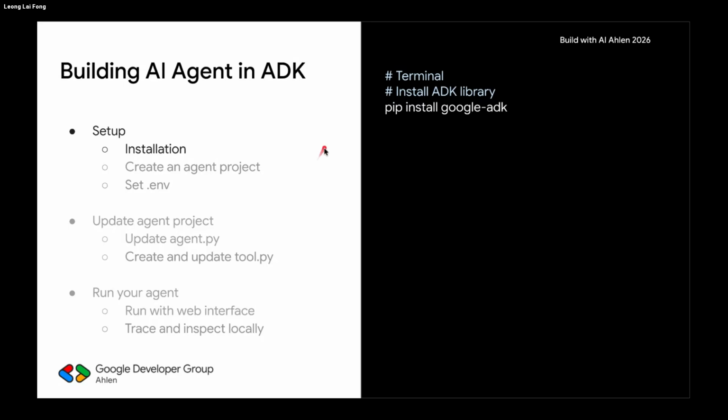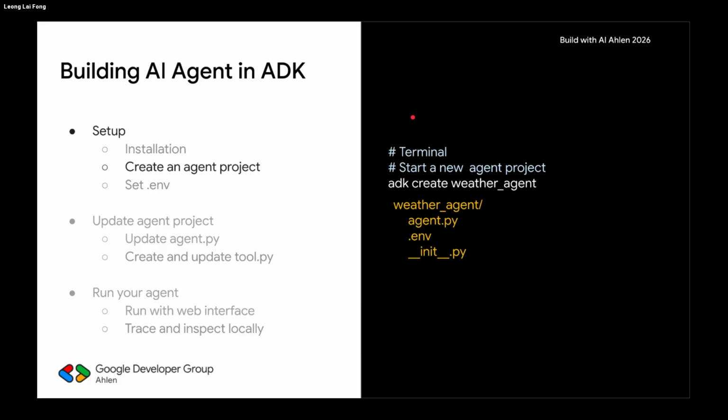For Python, you just need to pip install the Google ADK. So it's very straightforward. Next, to create the agent project is also very simple. It's much simpler than you could have imagined. You just need to call a one-liner, adk create, and then the name of the agent project.